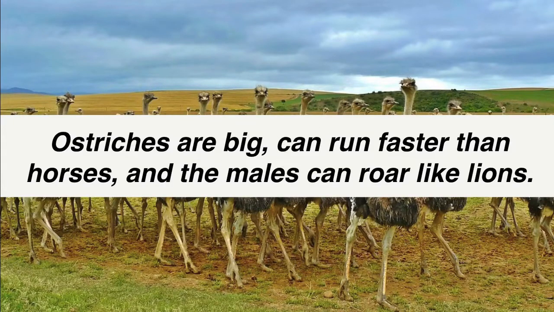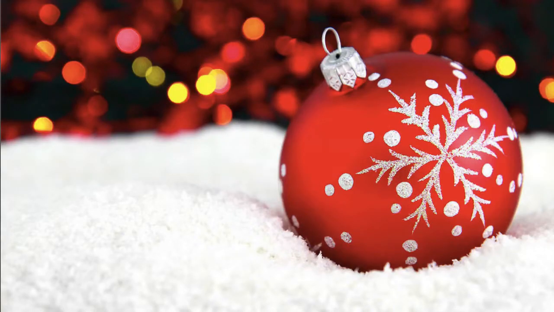We have ostriches are big, can run faster than horses, and the males can roar like lions. This is not really a general statement. There are too many details in this sentence, so it's really not a good topic sentence. Maybe a better one would be, ostriches are really interesting birds. That could work better.